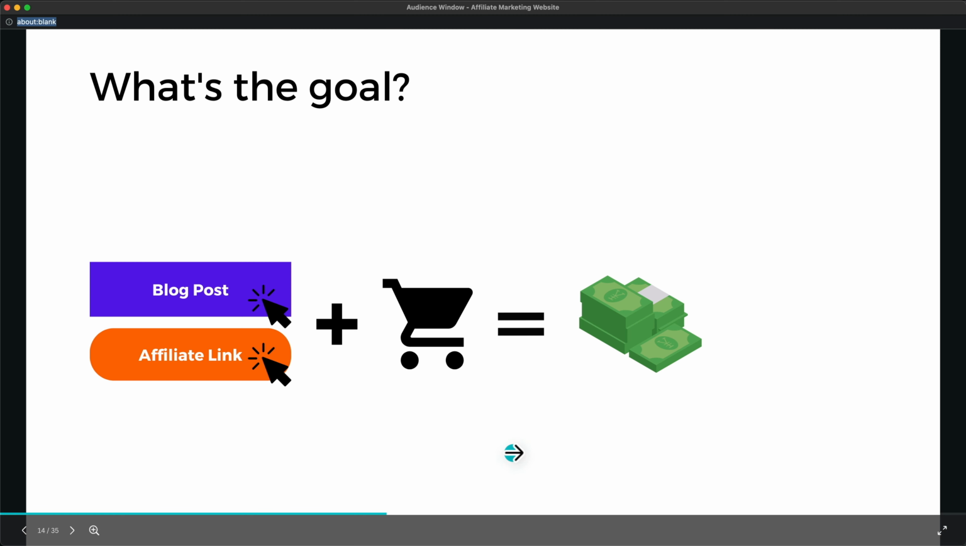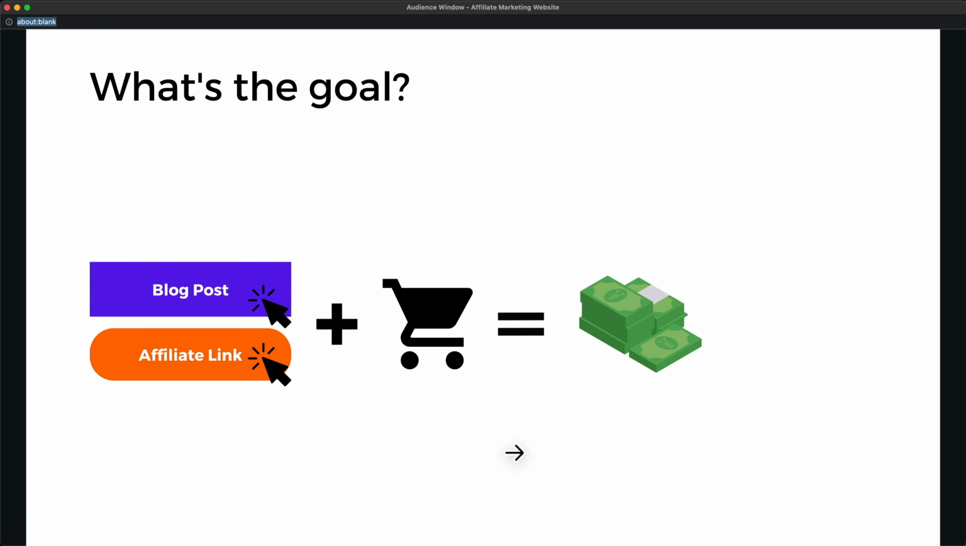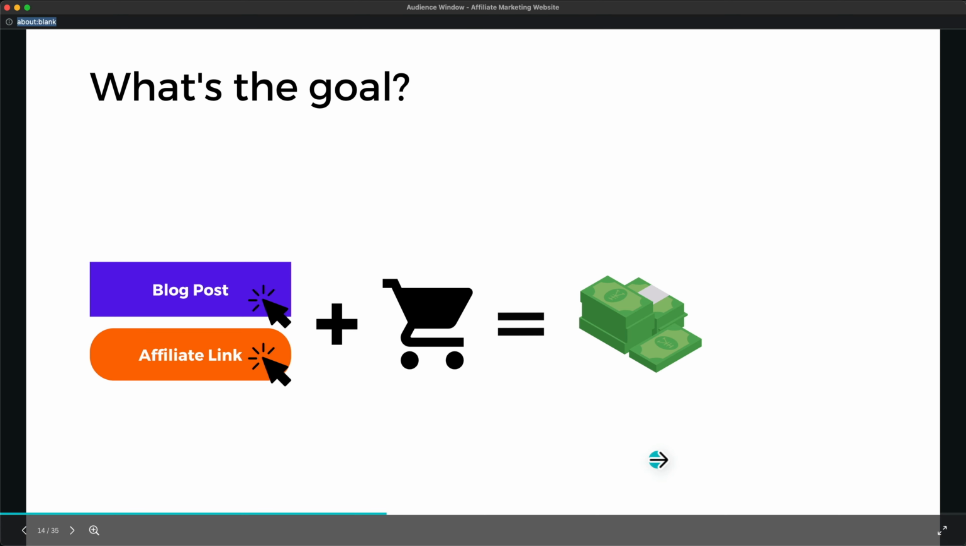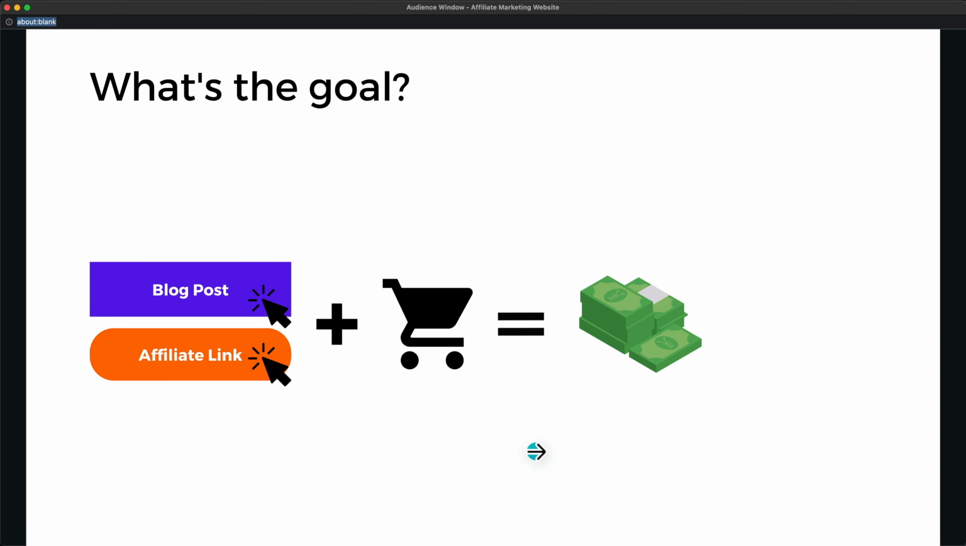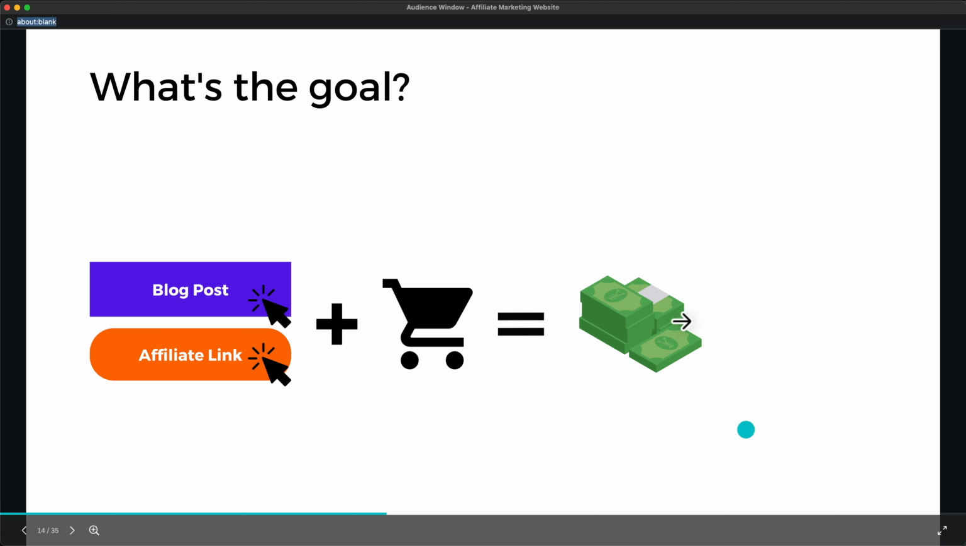Your website. So first of all, what is the goal with affiliate marketing? Many people tend to overcomplicate the entire process, but it's actually quite simple. And this is what you have to keep in mind whenever you make decisions about creating content and optimizing your site. So first of all, how do we actually make money?